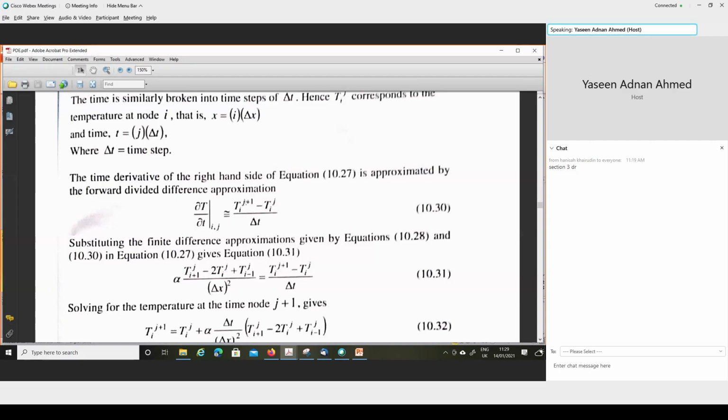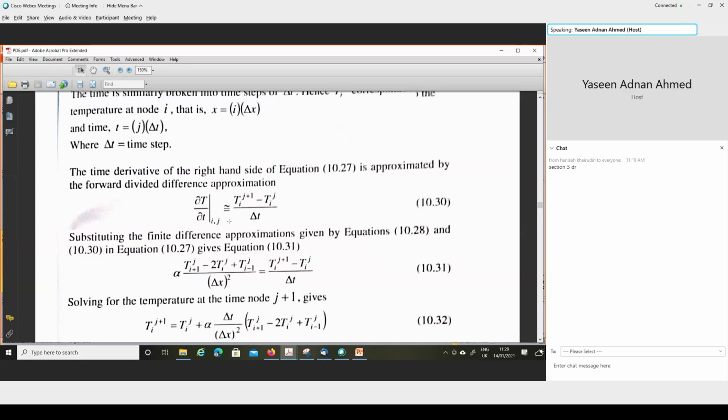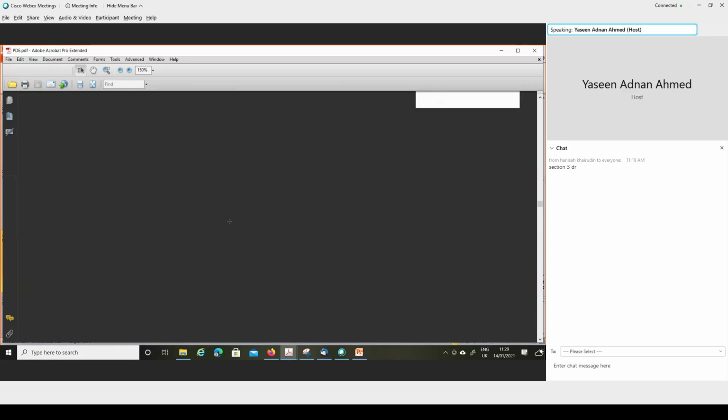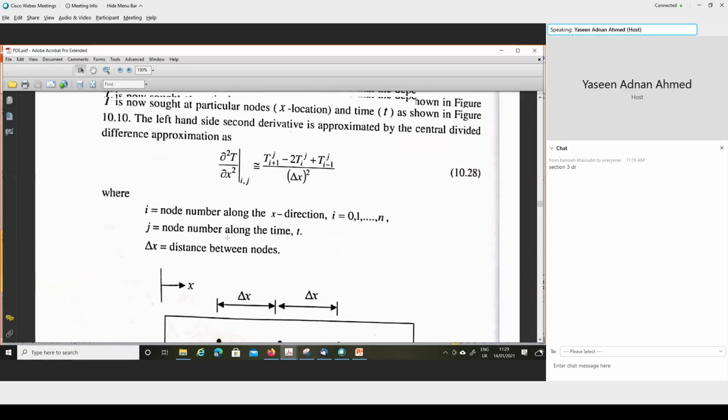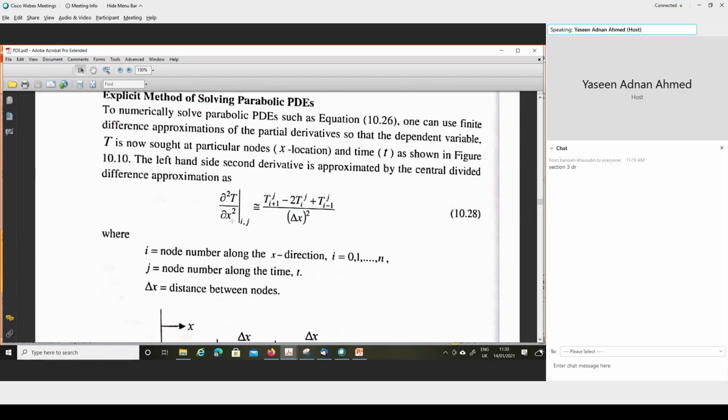So for i and j, you have to understand which one you will change. With respect to time, in this case you need to change j, because i represents the location x. And another one is del square t, where you again use the central, second order derivative. You have to remember these things. This one is with respect to x, so j will not change. It's one step ahead, minus 2 times the current step, plus 1 step behind.